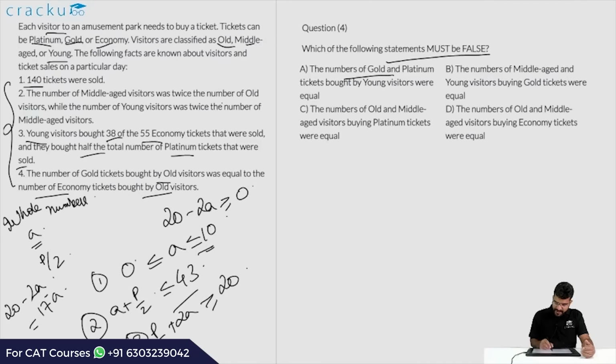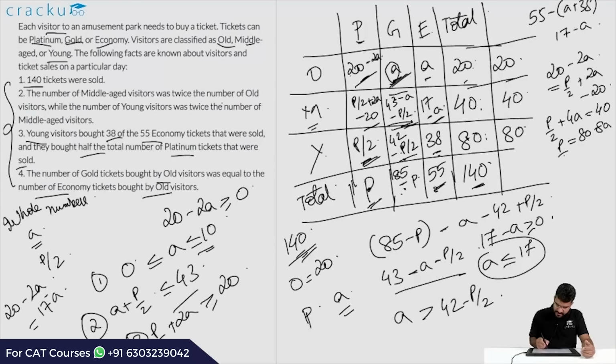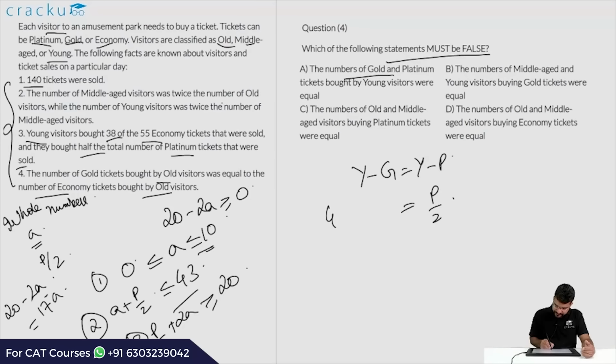The number of gold and platinum tickets bought by young visitors were equal. That is, young gold is equal to young platinum. We know that young platinum is P by 2, and young gold is 42 minus P by 2. So this would imply that P is equal to 42. Now if P is equal to 42, it doesn't contradict any of the conditions that we are looking for.